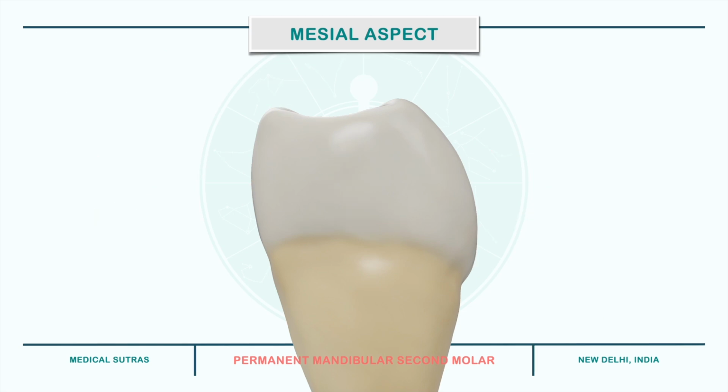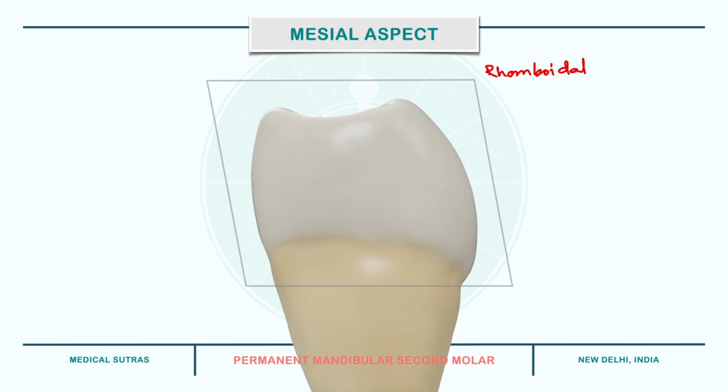Now coming to the crown outlines. The crown is rhomboidal in shape. The buccal outline is convex in the cervical third and becomes flat occlusally. The height of contour is in the cervical third of the crown. On the other hand, lingual outline is uniformly convex from the cervix to the mesiolingual cusp tip, and the height of contour is in the middle third of the crown.